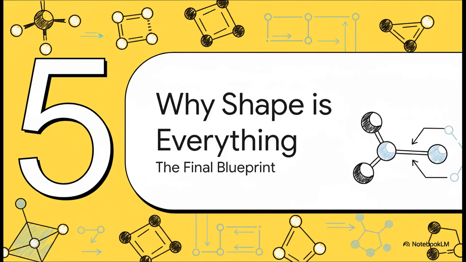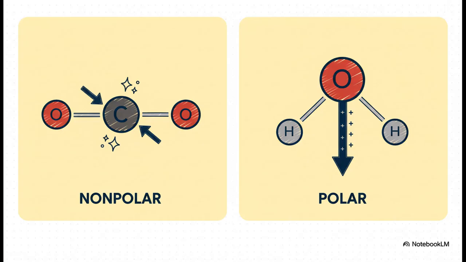Okay, let's put it all together. Let's see how the 2D drawing, the 3D shape, and those little tug-of-war arrows combine to determine a molecule's entire identity. And here it is. This is the moment it all clicks. Look at carbon dioxide. It has two strong tug-of-war arrows pulling outwards. But because the molecule is perfectly linear and symmetrical, those two pulls completely cancel each other out. It's a stalemate. The result is a non-polar molecule.